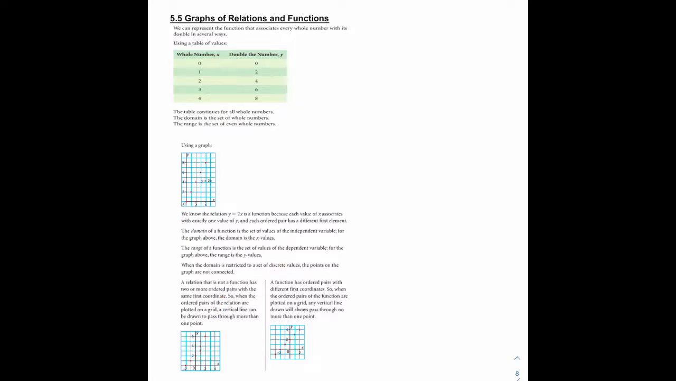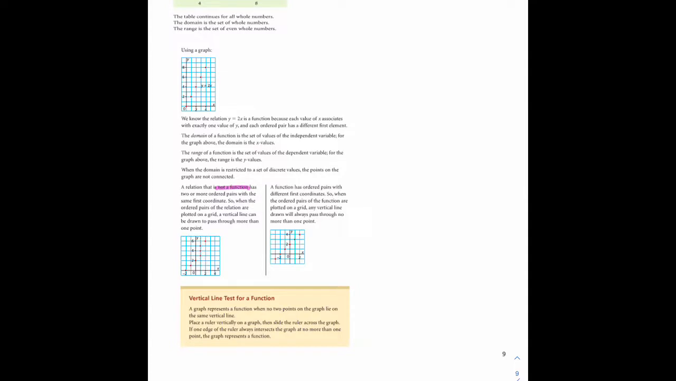A relation that is not a function has two or more ordered pairs with the same first coordinate. So when the ordered pairs of the relation are plotted on a grid, a vertical line can be drawn to pass through more than one point. So we can draw vertical lines through this grid. If we start at this point here, there's only 1. Here we have 3. Because of that, 1 on the x-axis is used more than one time, which means that this is not a function, okay?